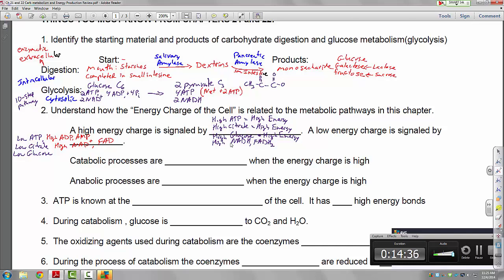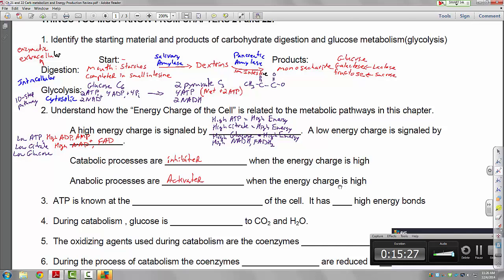Catabolic processes are inhibited when the energy charge is high. You should know what catabolic processes are. Catabolic processes are the ones that produce energy. So if the energy charge of the cell is high, we don't need to make more ATP. We're going to inhibit these processes. Catabolic processes are the ones that break large compounds down, such as starches or proteins, into carbohydrates and amino acids, respectively. Conversely, anabolic processes are activated when the energy charge is high.